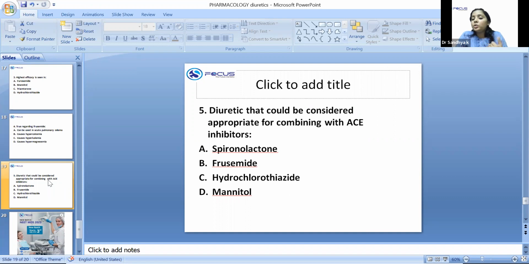That is why, even though hydrochlorothiazide is a medium efficacy one, we are giving it to combine with ACE inhibitors or antihypertensive drugs. But if there is hypertensive emergency, or severe edema, or severe rise in blood pressure, then we'll have to give Frucide. Otherwise, for the regular antihypertensive therapy, usually a medium efficacy one, thiazide, is given. Answer is option C, hydrochlorothiazide.